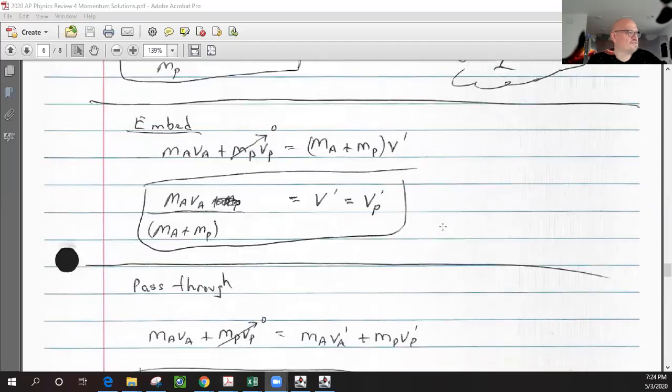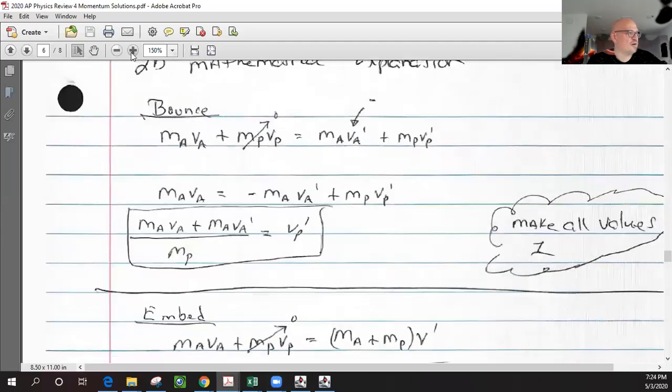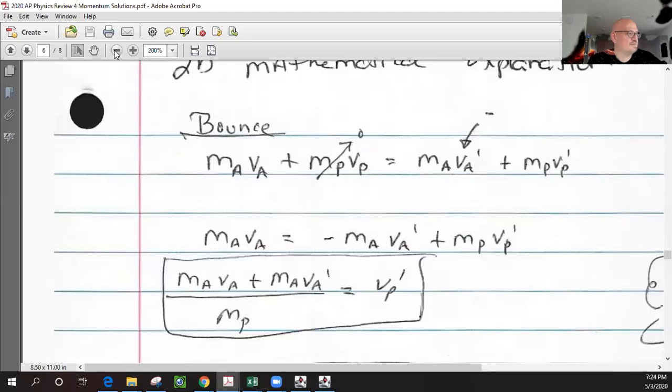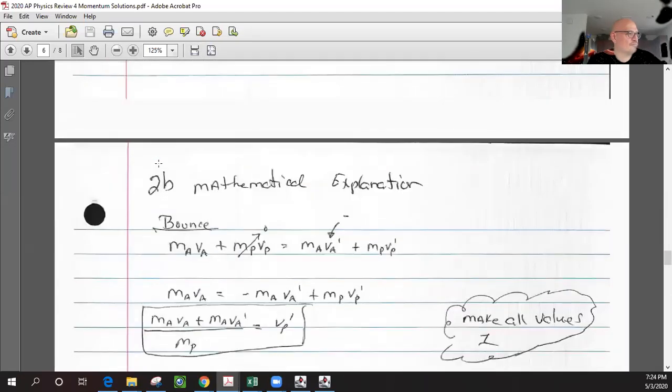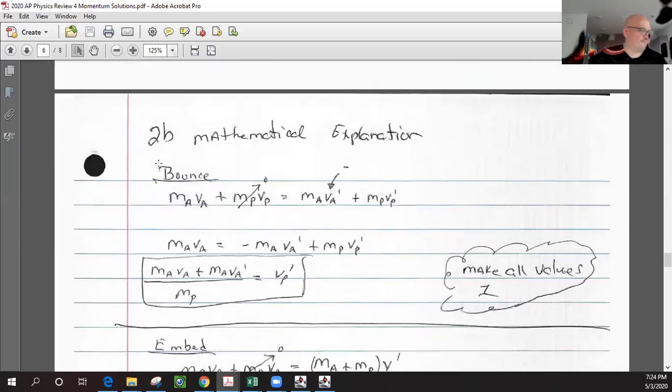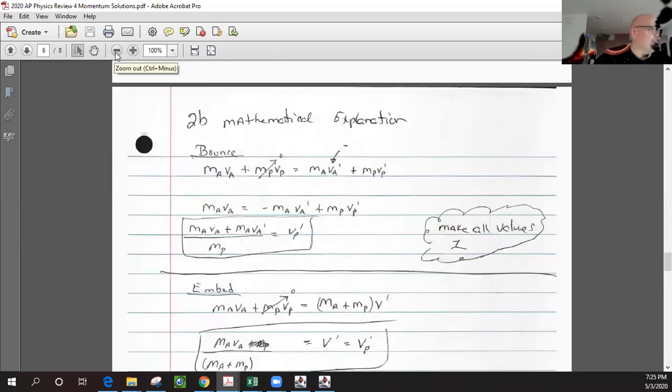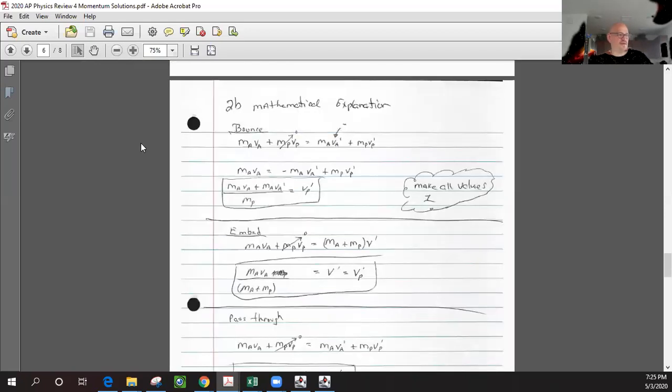All right, let me make this a little bit smaller here. Like this. Oh no, that's bigger. Let's go smaller. Okay, right here. Here's the bounce. Let me make it a little smaller. Everyone can see this here? All right, so bounce.